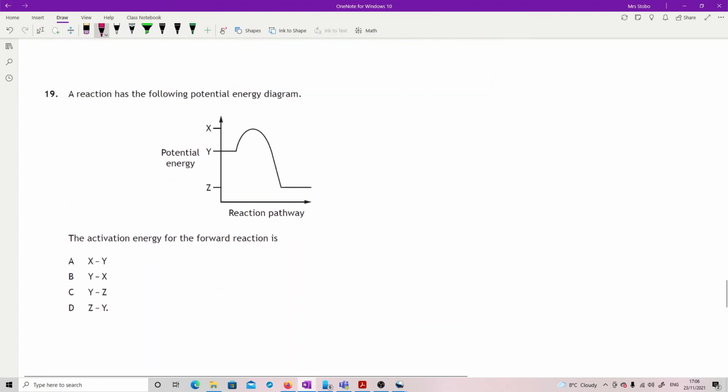Potential energy diagram, activation energy for the forward reaction. What are we looking at? So the activation energy is from here to here. So we've got X and Y, and this is going up the way. So X minus Y will give us the correct answer for that one.